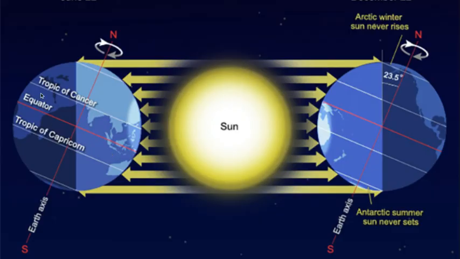This just shows the northern hemisphere when it is tilted toward the sun, receiving direct light, therefore our days are longer. And this side shows the northern hemisphere tilted away from the sun, where it's receiving sunlight at an angle, therefore days are shorter.